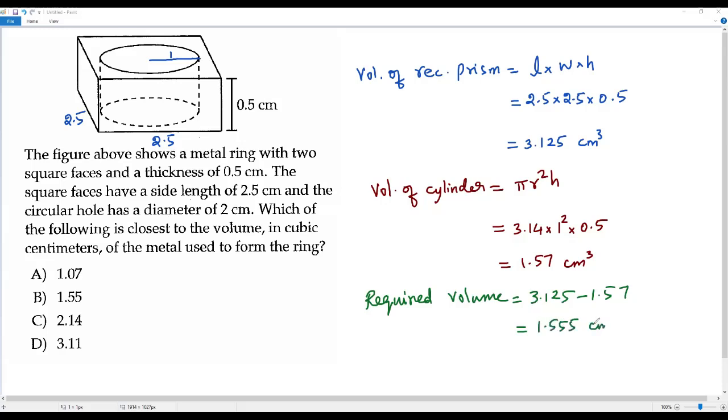When I do such subtraction, I am getting 1.555 cubic centimeter. When I go over the options here, in option B we have the value 1.55, which is closest to the volume we get over here. Therefore, the correct answer choice for this question is option B.